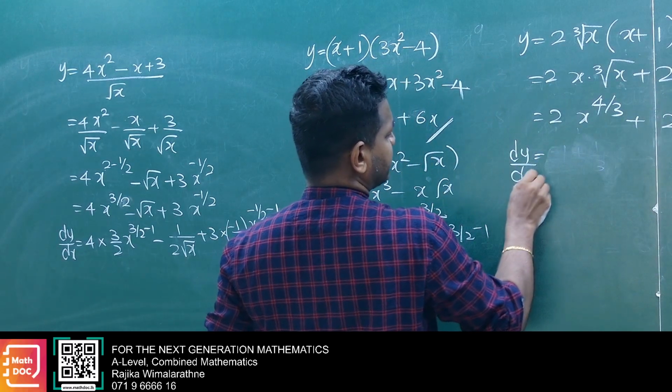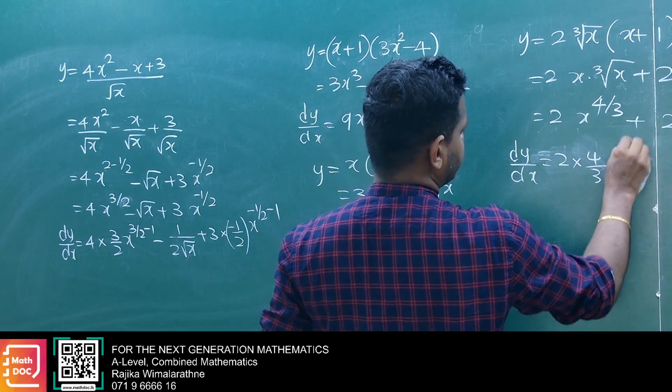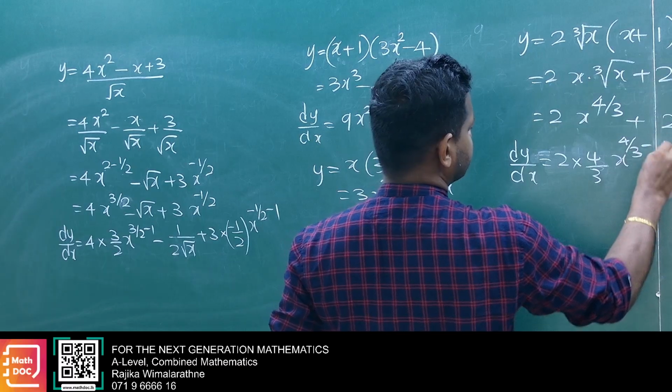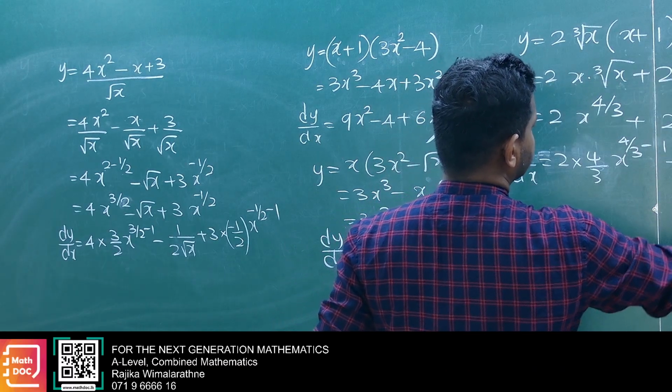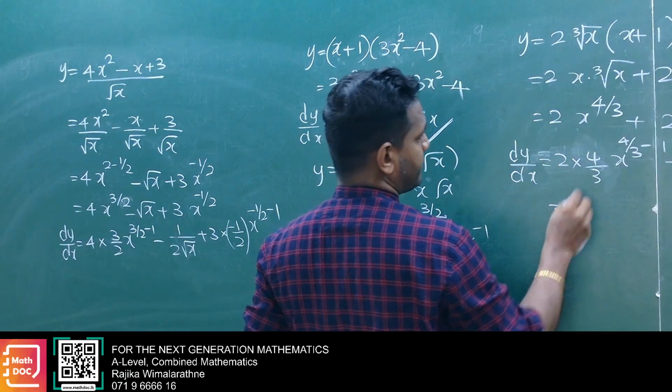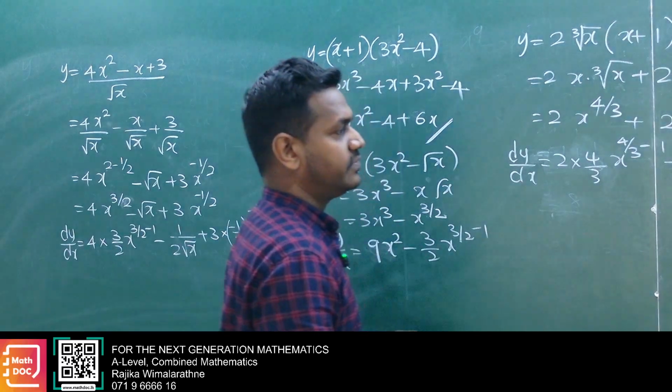dy by dx: 2 times 4/3 x to the power 4/3 minus 1. 2 times 1/3 x to the power 1/3 minus 1. You can simplify. No need to simplify now.